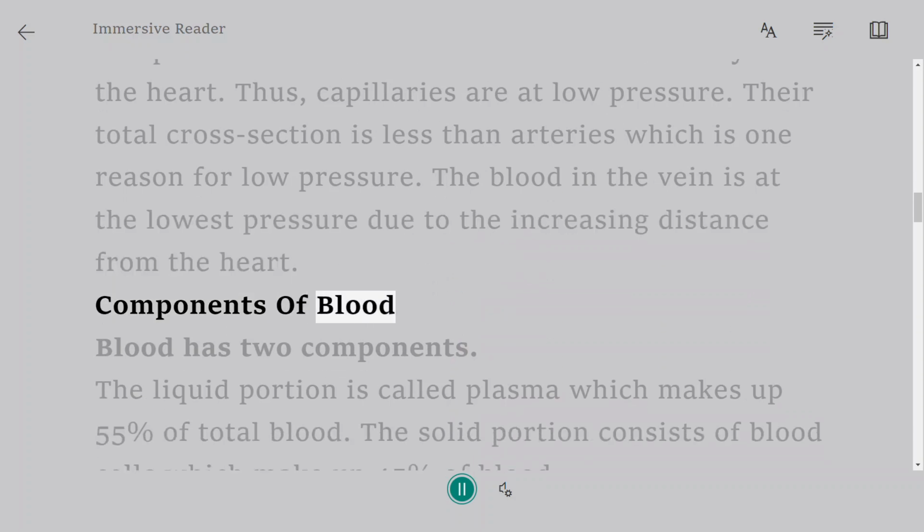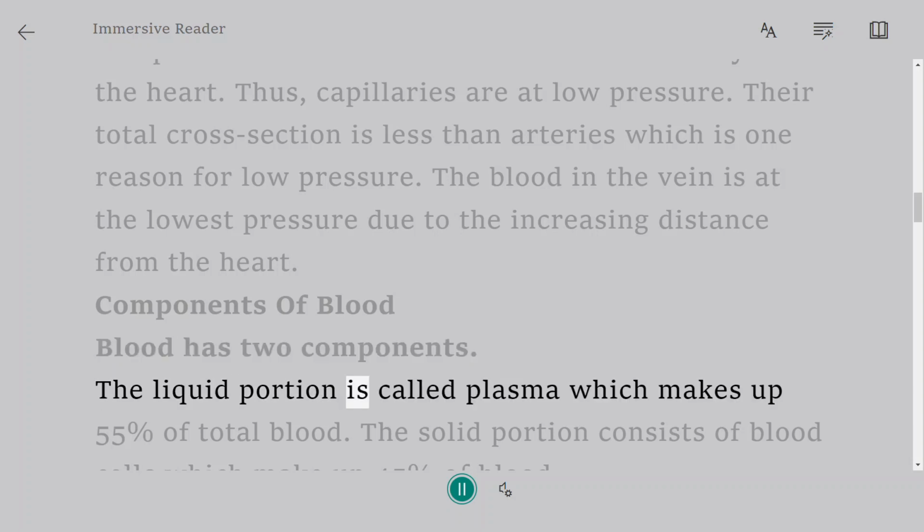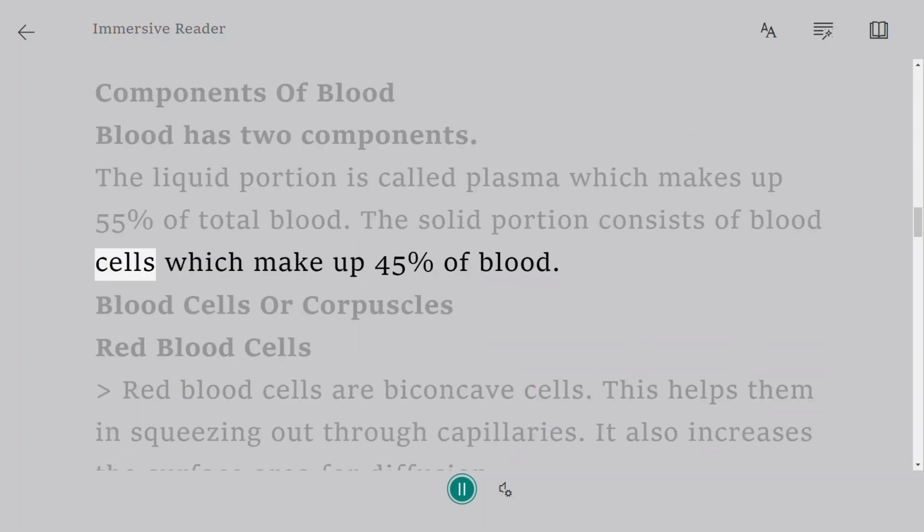Components of blood. Blood has two components. The liquid portion is called plasma, which makes up 55% of total blood. The solid portion consists of blood cells, which make up 45% of blood.